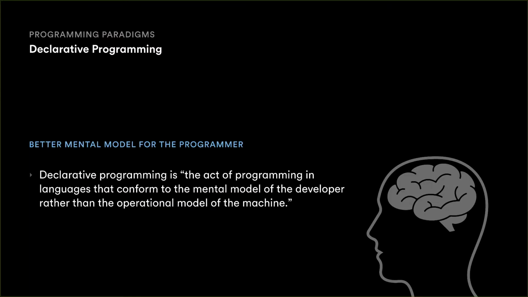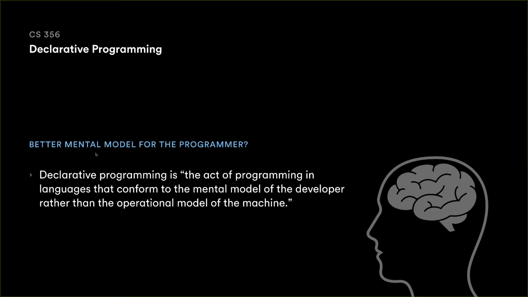That's the basic idea. There's another definition of declarative programming that I like. And that is that it's the act of programming in languages that conform to the mental model of the developer rather than the operational model of the machine. Two lectures ago, remember that we talked about conceptual models, aka mental models. Just to review, the purpose of the mental model is to help the user bridge the gulf of execution and the gulf of evaluation. And I recommend reviewing those concepts.